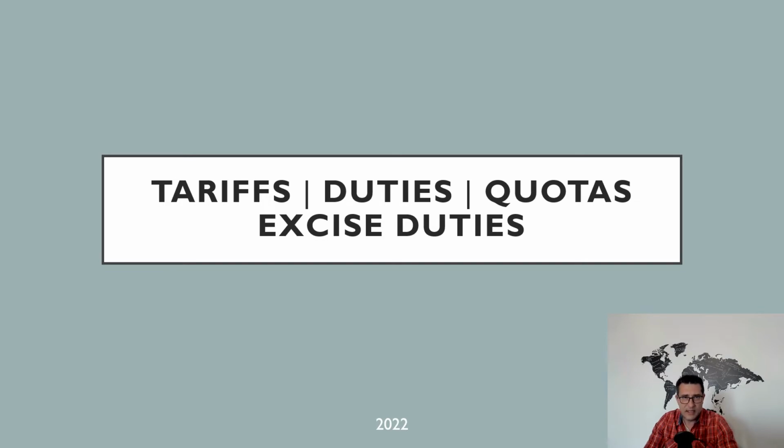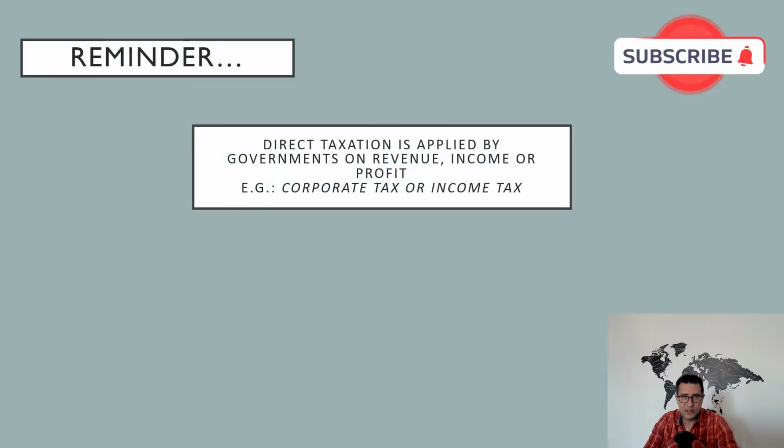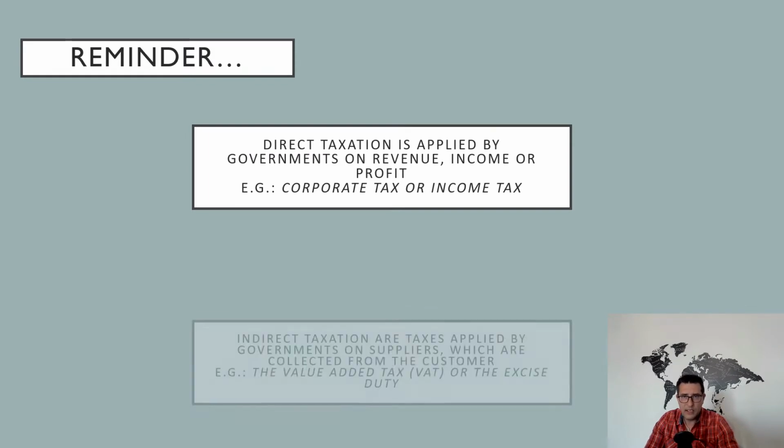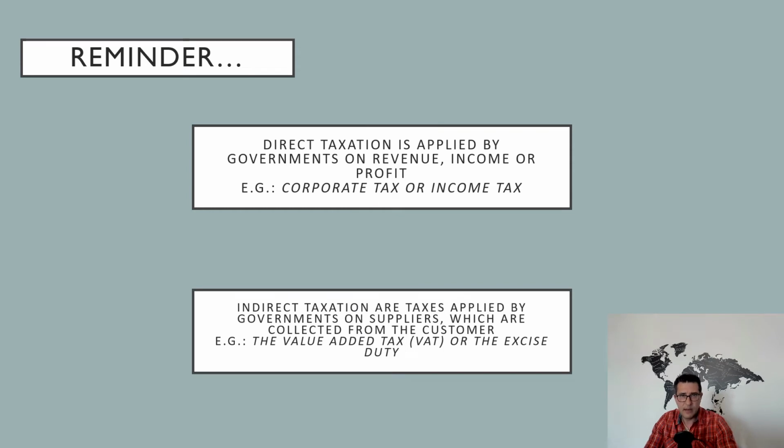taxation. Basically we have direct and indirect taxation. Direct taxation is applied by the governments on revenue, income or profit, so corporate tax or income tax could be two such examples. While indirect taxes are applied by governments on suppliers, which are then collected from the customers. Two examples that come to mind are the value added tax, or VAT, which I know does not exist in the United States, or another example of indirect taxation, the excise duty.